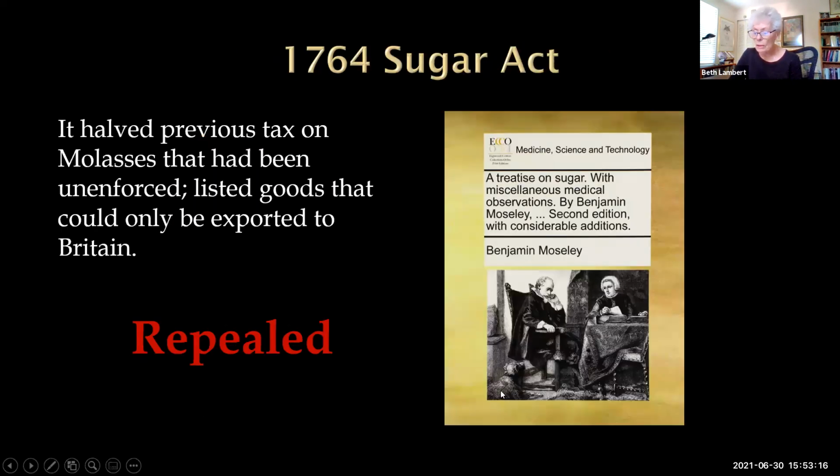All right, all of these different acts were meant to bring money to the English coffers. One of them, in 1764, was the Sugar Act. What that did was halve the tax on molasses that had been unenforced, and it listed goods that could only be exported to Britain. Well, there was a big fuss here about that, and it was repealed.